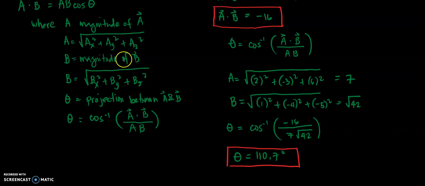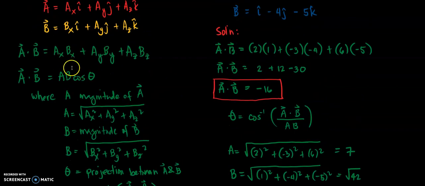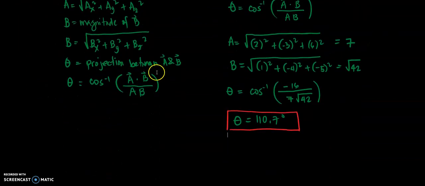So using again this formula, A dot B is equal to A sub x B sub x plus A sub y B sub y plus A sub z B sub z, we get that A dot B is equal to negative 16. So what if we use this formula, A dot B is equal to AB cosine theta? Let's try.